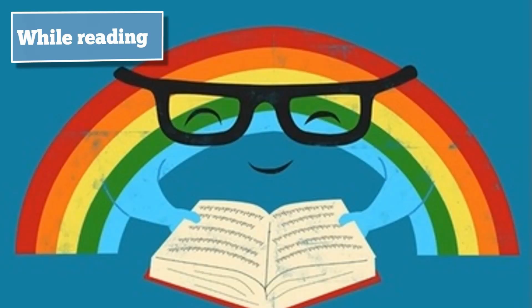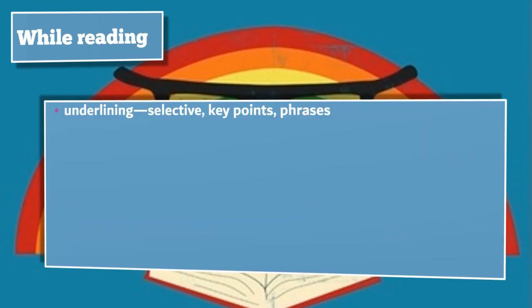So, what you do while you're reading: underline key points, key phrases. If it looks like it's something of their argument, underline it. If they're defining a term, underline it. Anything that looks like it's tremendously important. Within reason, though, you don't want to be underlining entire pages.